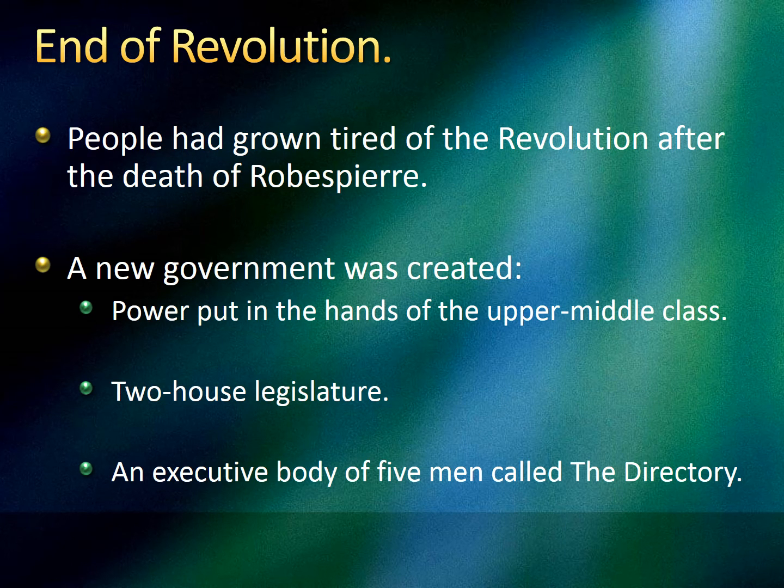So, the end of revolution. People had grown tired of the revolution after the death of Robespierre, so a new government is going to be created. It put power back into the hands of the upper middle class. It created a two-house legislature, and it's going to create an executive body of 5 men called the Directory. Now, we will talk about this later. The Directory does become a little corrupt and creates its own issues, but for the time being, this seems to satisfy the people of France.